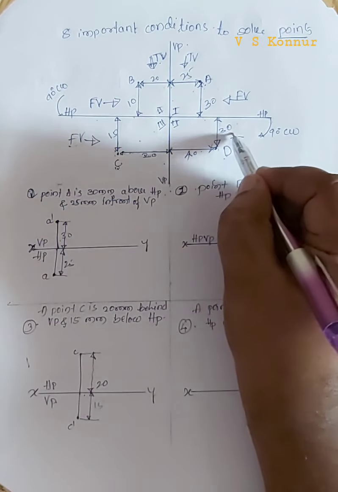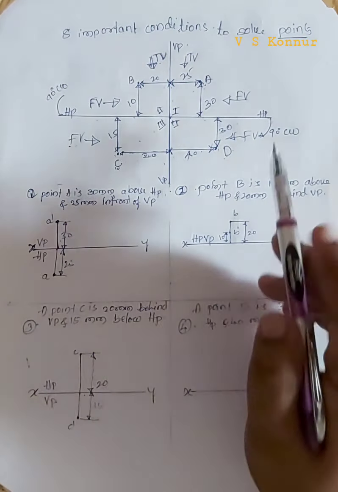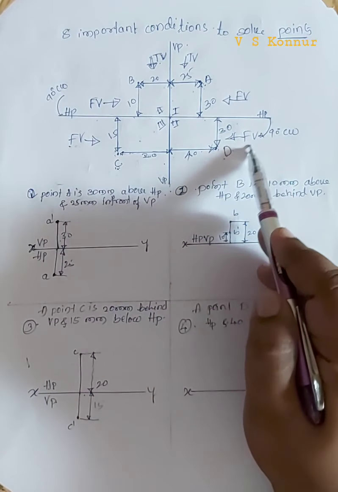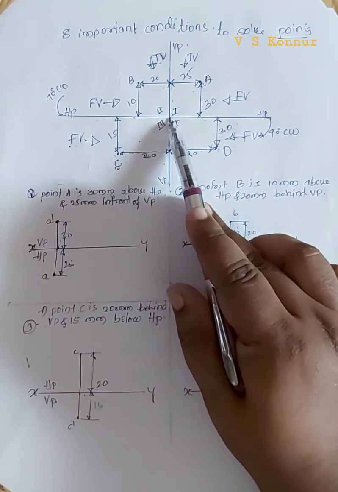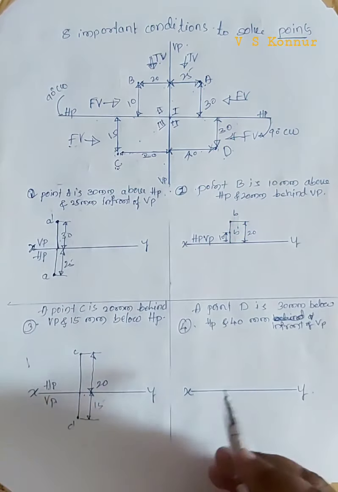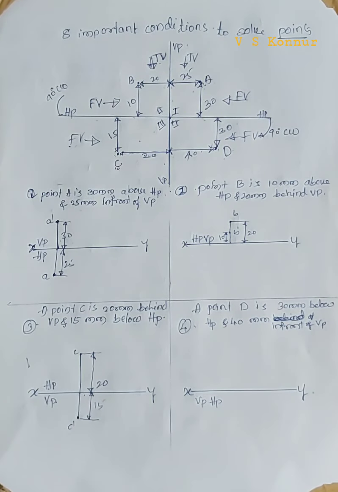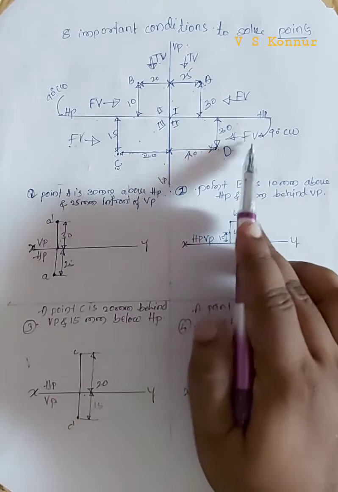This is the front view. Top view remains the same. Now HP is rotating 90 degrees clockwise. At the intersection, you can see that HP is rotating 90 degrees clockwise. VP is here only. VP and HP will come down. So because of that, VP and HP are below the XY line. Now, we'll solve the problem.